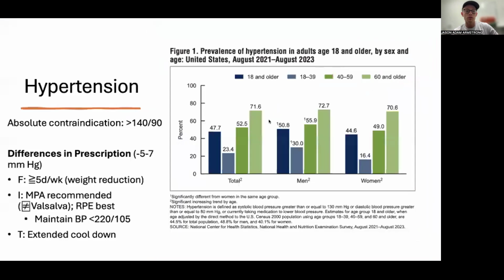If I tell you somebody has hypertension, how would you change their recommendation? I do expect you to be able to tell me I would increase their frequency and I might extend their cool down. I do expect that level of knowledge and application of what we've learned to a specific individual.